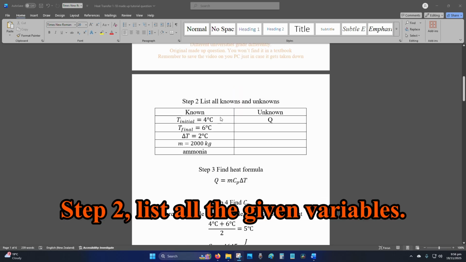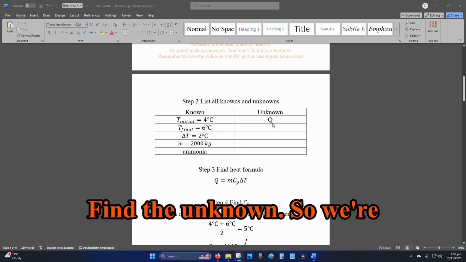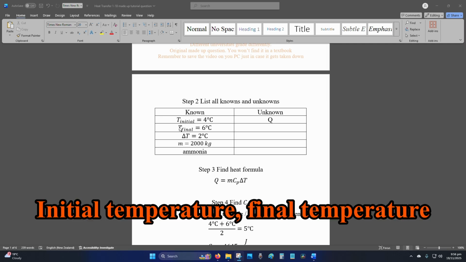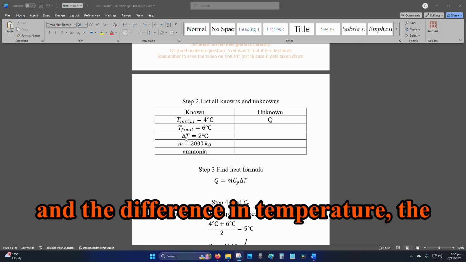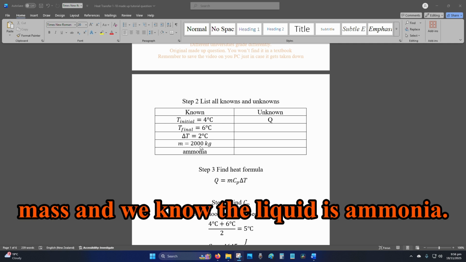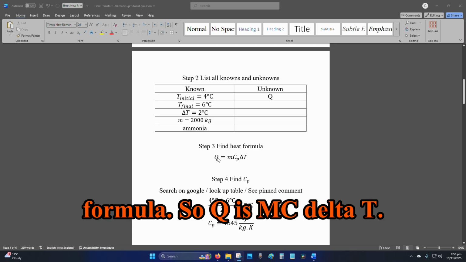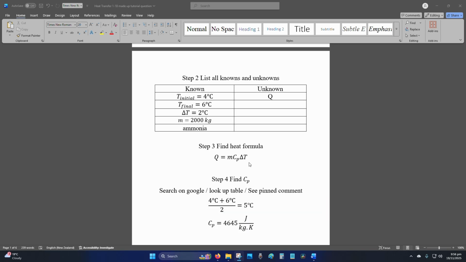Step 2, list all the given variables, find the unknown. So we're trying to find Q, the heat, initial temperature, final temperature, and the difference in temperature, the mass, and we know the liquid is ammonia. Step 3, find the heat formula. So Q is m c delta T.